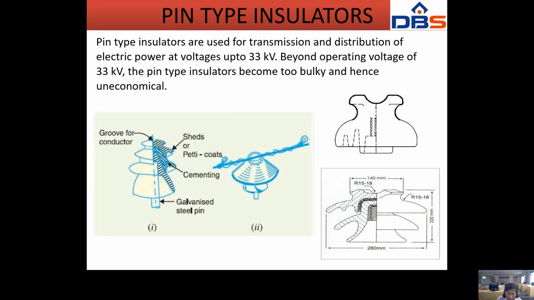So this is the groove. Look at the picture clearly. This is the groove and shielded. This is a galvanized steel pin. So look at this picture. This is the pin type insulator and this is the groove, and the conductor will be like this.